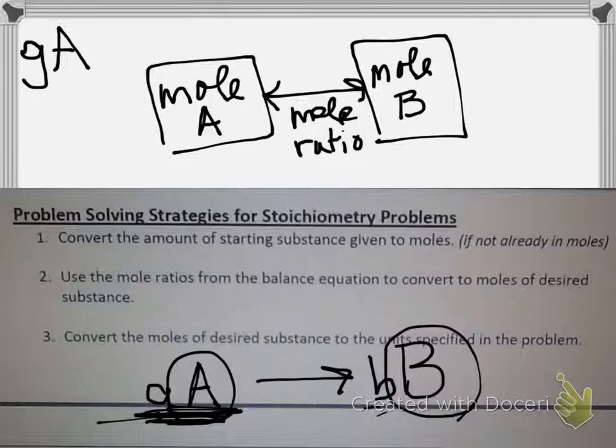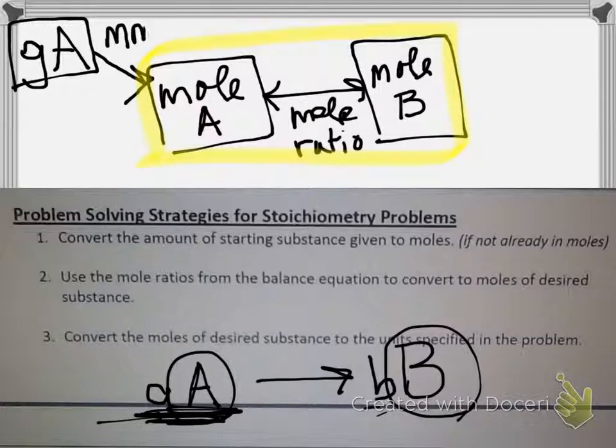But before I can convert to moles of B, I need to convert grams of A into moles of A. Because I must always go through the mole. The mole is the central unit in chemistry. So in order to convert from one reagent to the other, from A to B, I must still always go through the mole. So if I'm given the quantity of A in grams, I have to convert grams to moles of A first using molar mass, what we learned about in Chapter 7. And then, now that I have moles of A, I can convert to moles of B.